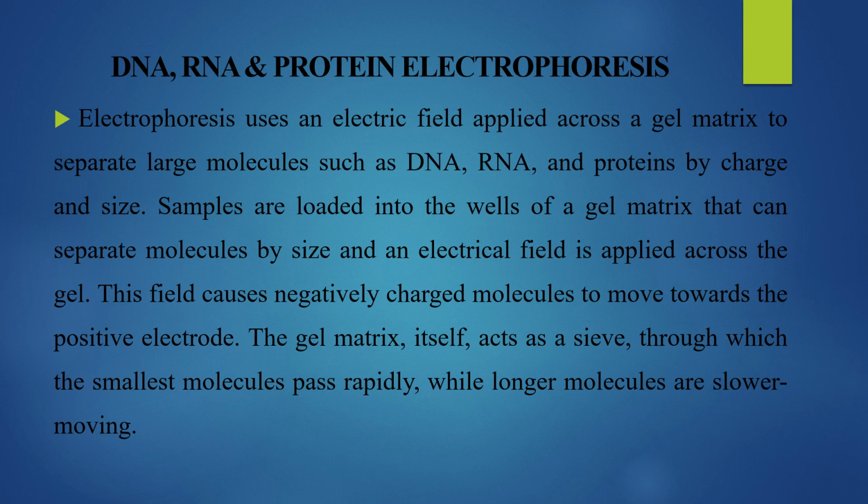This field causes negatively charged molecules to move towards the positive electrode. The gel matrix itself acts as a sieve through which the smallest molecules pass rapidly, while longer or larger molecules are slower moving. So the smallest ones go through the matrix, which is acting as a sieve. The very large ones are slowed down in their movement.